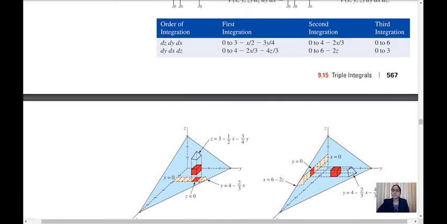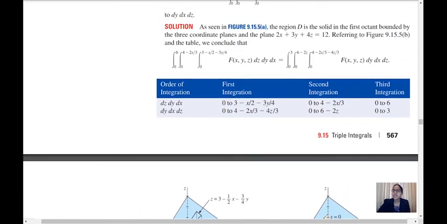So what will be the variation of y? Y will vary from 0 to, the plane is given as 2x plus 3y plus 4z is equal to 12. So what will be the value of y from this? Y will be nothing but 12 minus 4z minus 2x whole divided by 3, right? That is 4 minus 2x by 3 minus 4z by 3. So that is the variation of y.